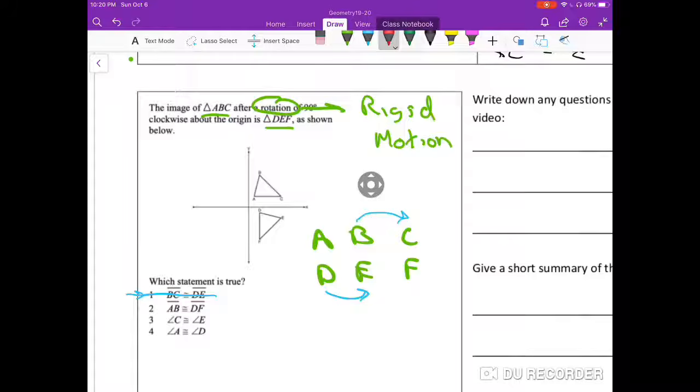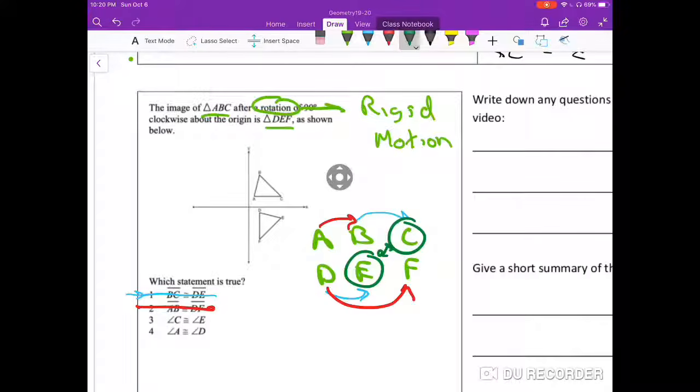Now, the next one I would do the same thing. A to B and D to F. Again, I would also say no. Although A does line up with D, B does not line up with F, so those are not going to be the corresponding sides. They don't line up with one another. So that's incorrect. The next one would be angle C and angle E. Well, angle C and angle E definitely do not line up because they're not stacked on top of each other.